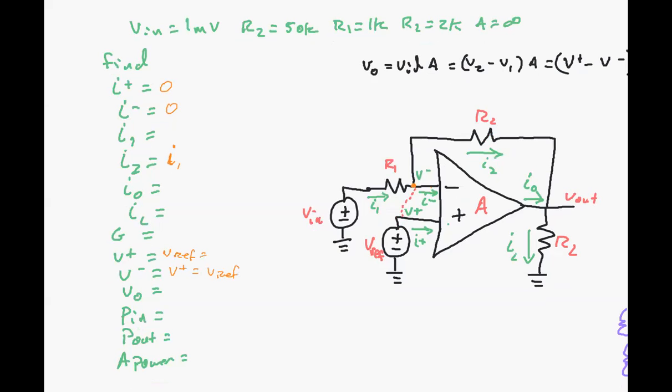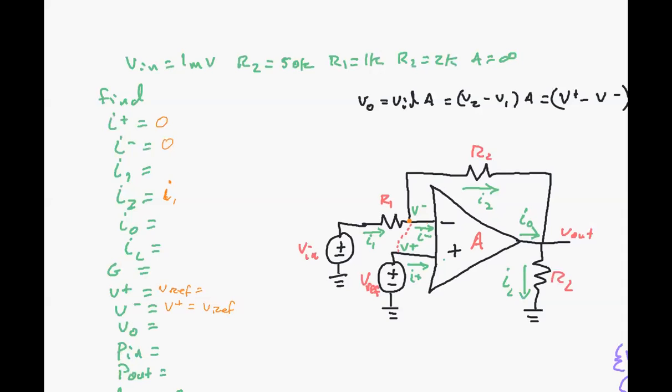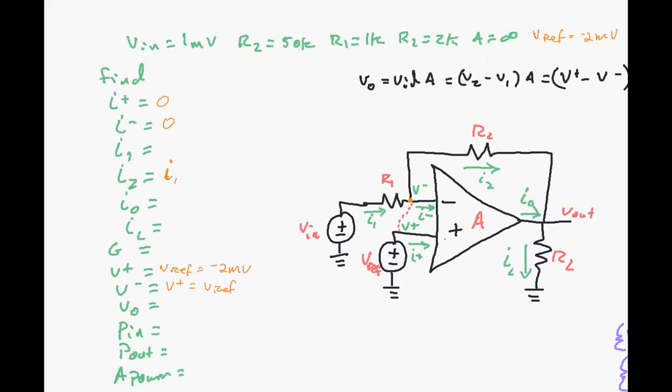Which I've given here as being, did I give a voltage for Vref? Well, let's make Vref minus 2 millivolts. So your Vref is minus 2 millivolts. Those are like givens. They're really simple things, but I still want to find these powers, and I want to find some more currents. So we do have to do a little work to get those.